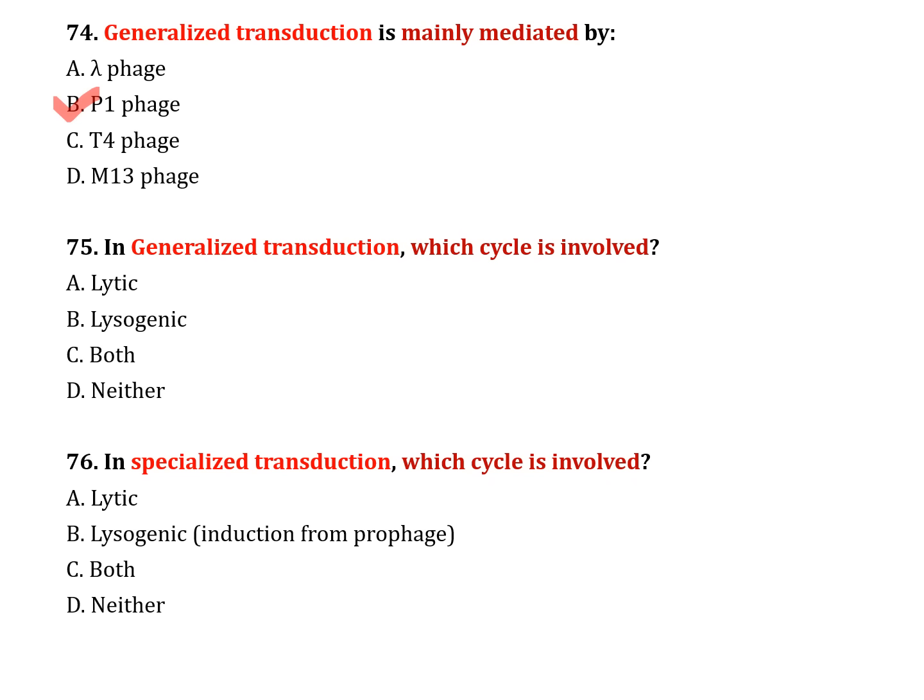The next question, number 75: In generalized transduction, which cycle is involved? Option A, lytic; option B, lysogenic; option C, both; option D, neither. Correct answer is option A, lytic.